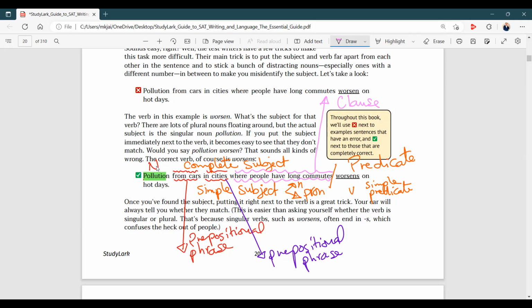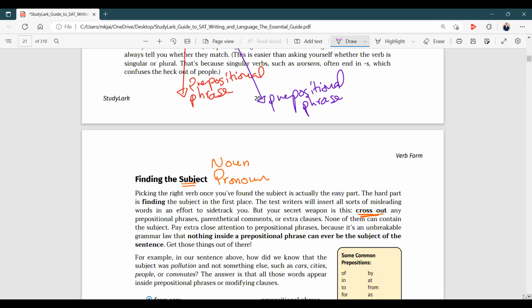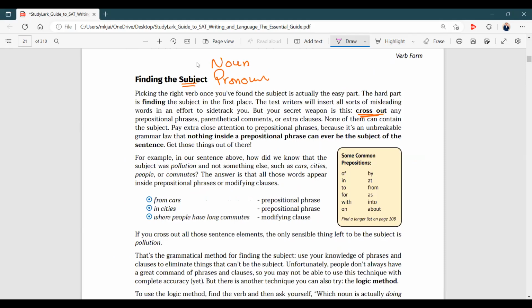What could separate the subject from its verb? Either phrases or clauses. So what's your job? Your job is how to find the subject, how to find the noun or the pronoun. It should be one of them. That's the hard part that we have, to find the subject.